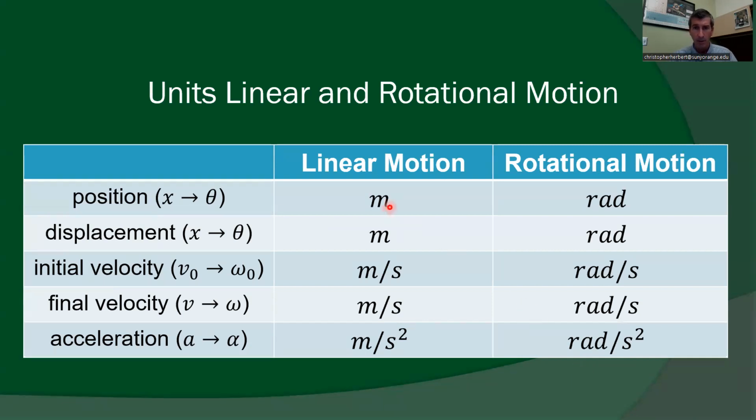And again, the units: with position, we go from meters, which has the dimension of length, to dimensionless units, radians. And then initial velocity goes from meters per second to radians per second. And then finally, we're going to replace our acceleration, meters per second squared, with radians per second squared.